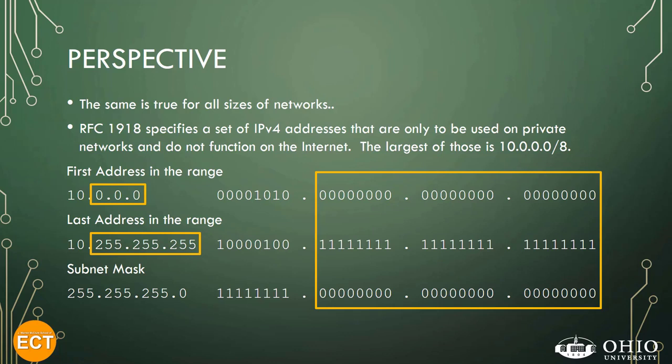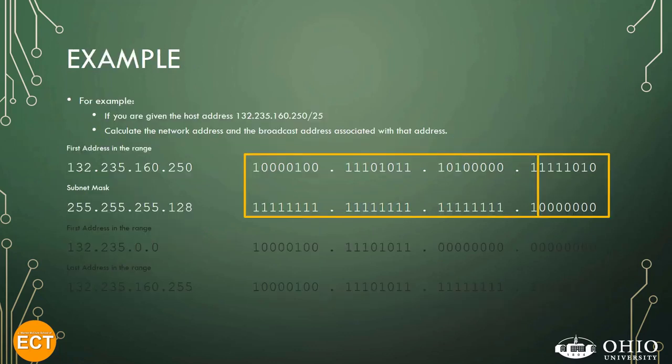It is possible to set the subnet mask at any point between 0 and 32. So let's look at the following example. Let's use the host address, or an address that we know is given to a device, computer, router, etc. that is on our network. The address will be 132.235.160.250, and we're going to use an example subnet mask of /25. We're going to be asked to calculate the network address and the broadcast address that are associated with that particular address and subnet mask.